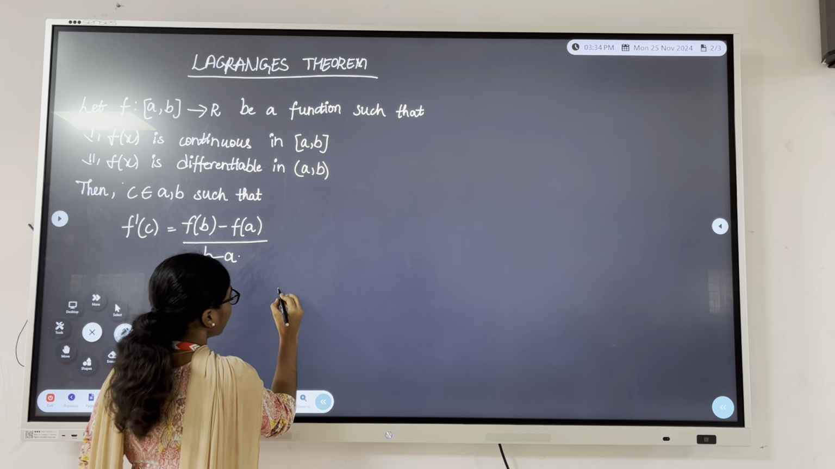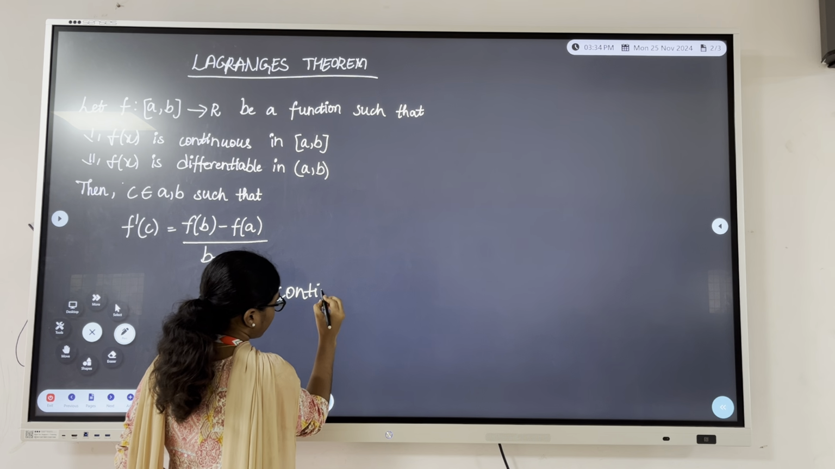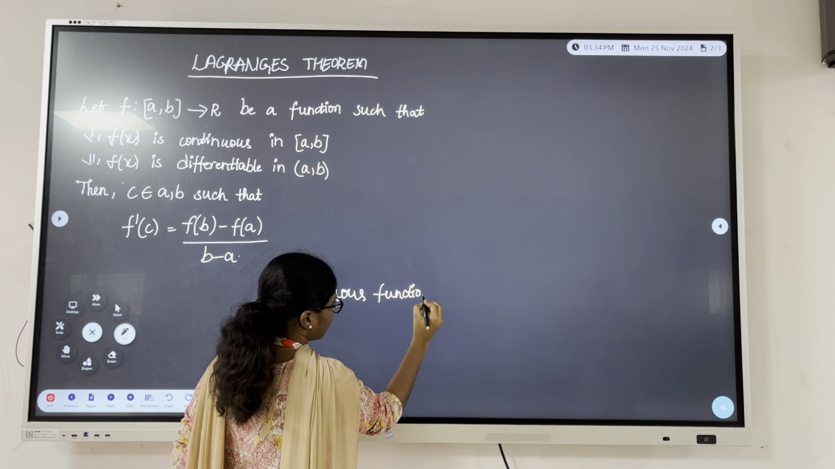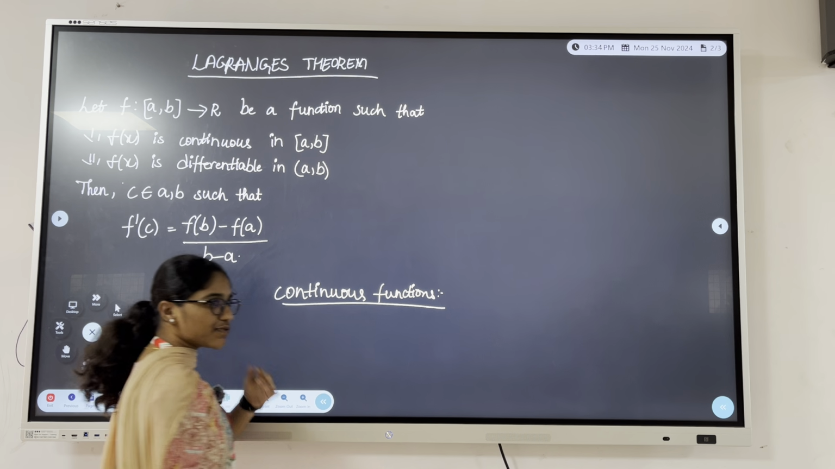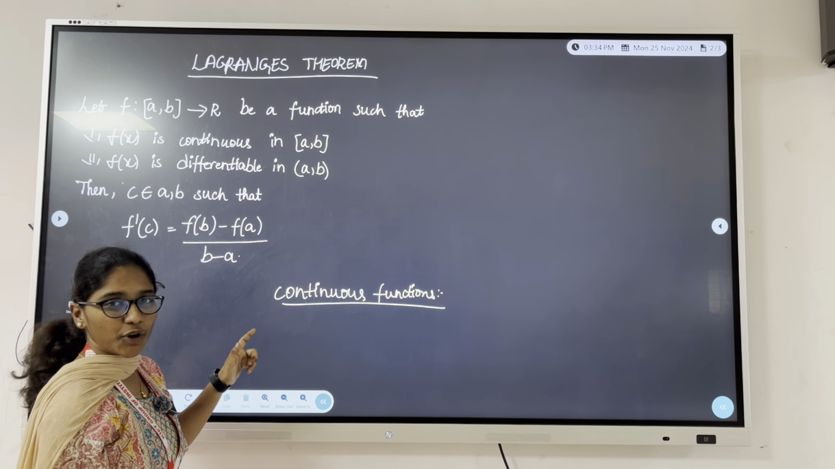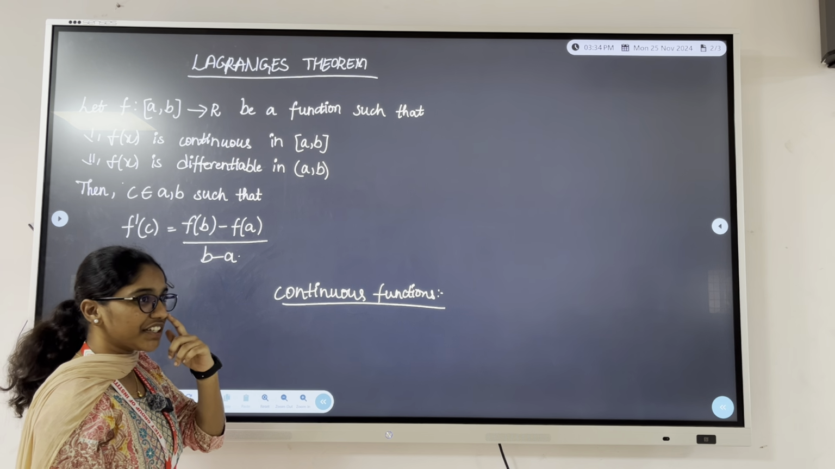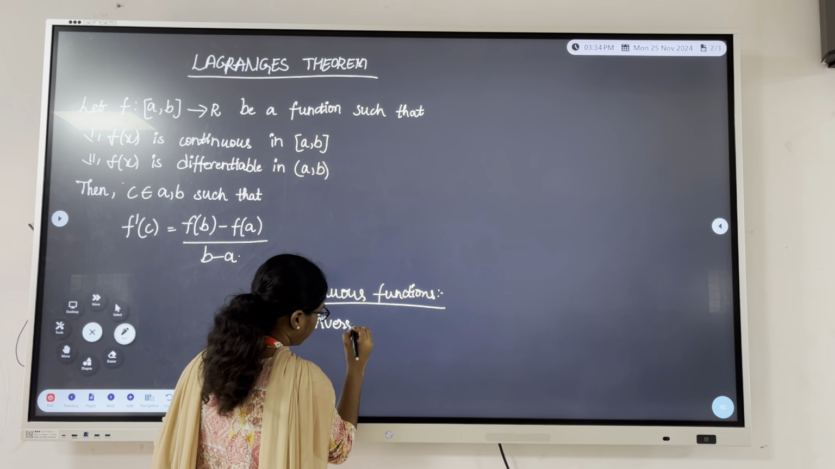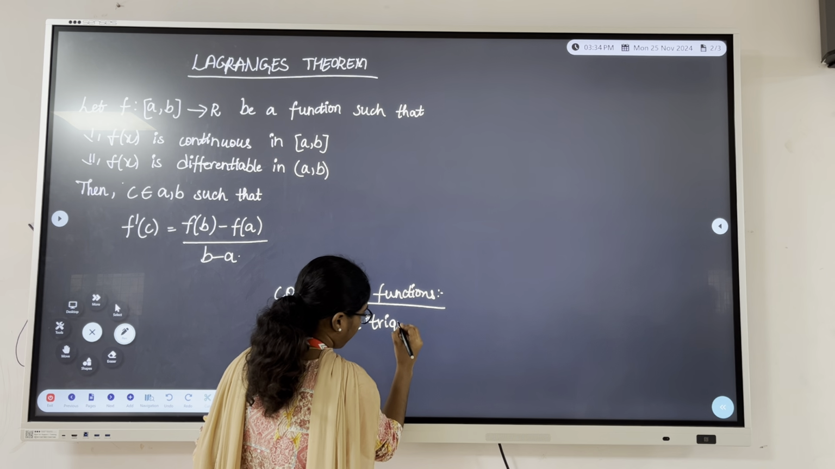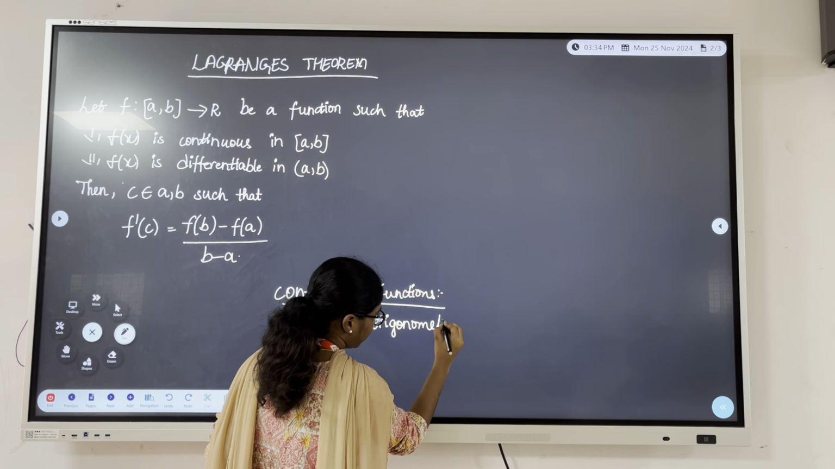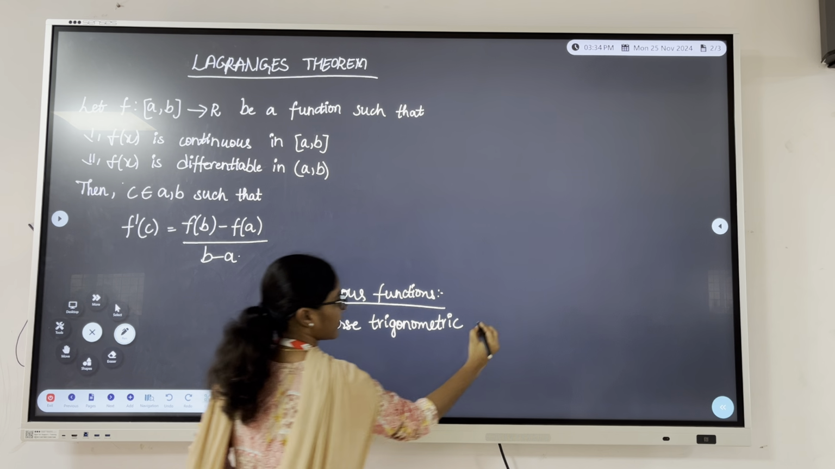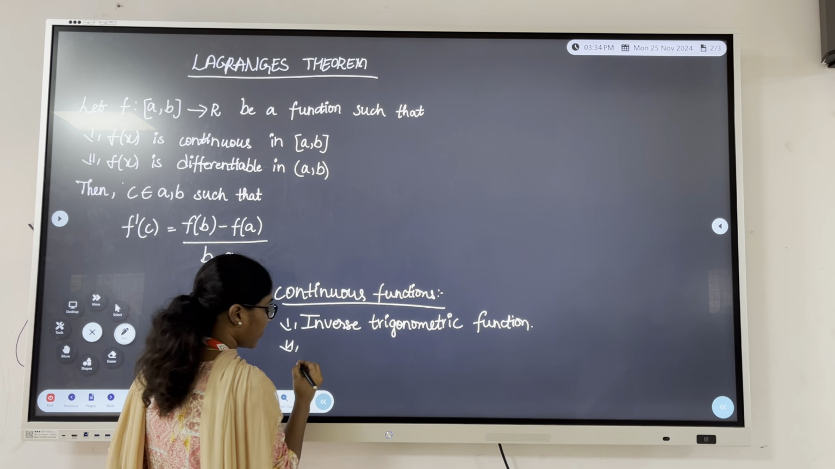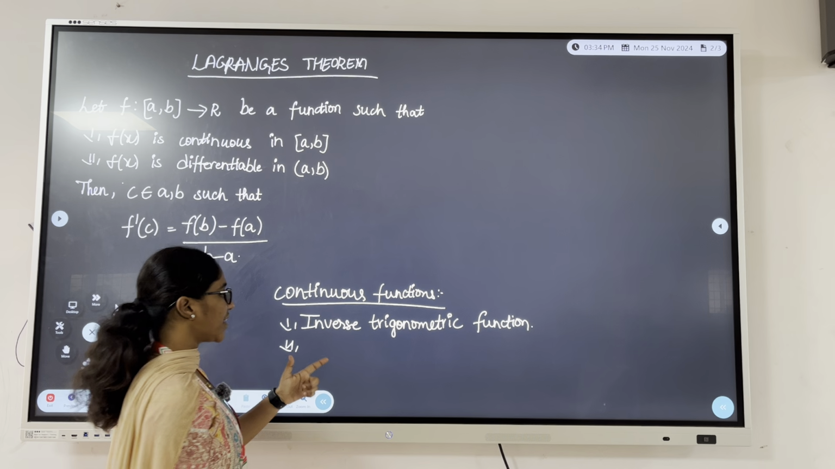Here continuous functions are, as we all know that every inverse trigonometric function is a continuous function. And every polynomial function is also a continuous function.